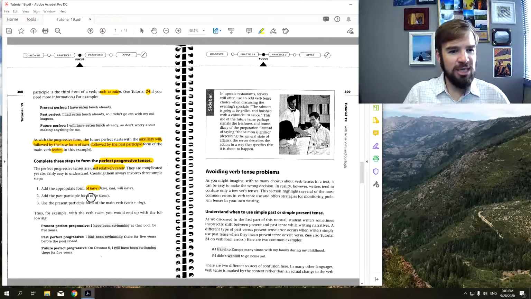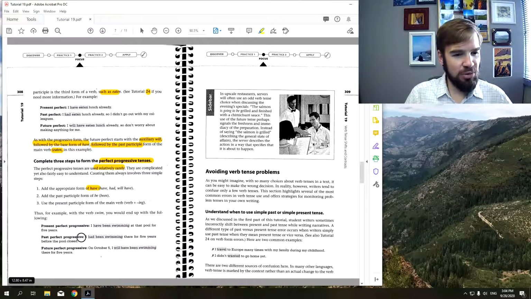Add the past participle form of be, been, and use the present participle form of the main verb. That's verb plus -ing. So for example, with the verb swim, you would end up with the following sentences. Present perfect progressive: I have been swimming at the pool for 5 years.